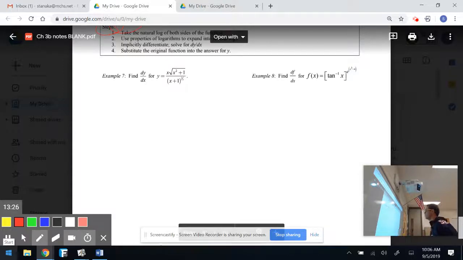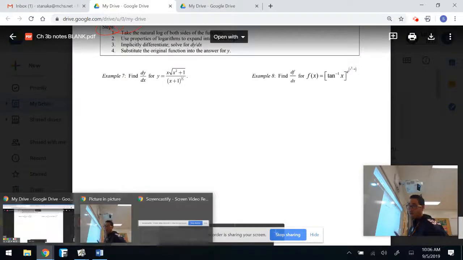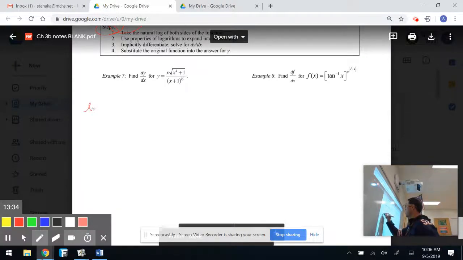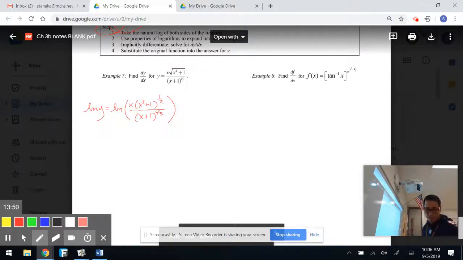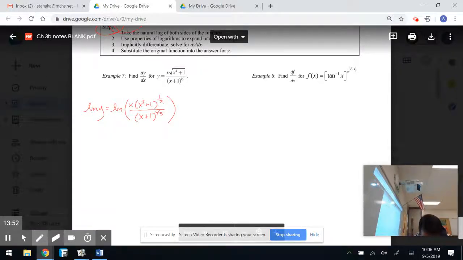Oh, I got a quotient. Oh, it's looking crazy. So what's step 1 say? Take the natural log of both sides. If you notice, I'm not even finding a derivative yet. So let's go. The natural log of y is equal to the natural log of x squared plus 1 to the 1/2 power all over x plus 1 to the 2/3 power. I hope it says 2/3. It's kind of hard to see on this screen. Let me check my notes here. Is it 2/3? Booyah, it is. All right, whew. What do I do now?